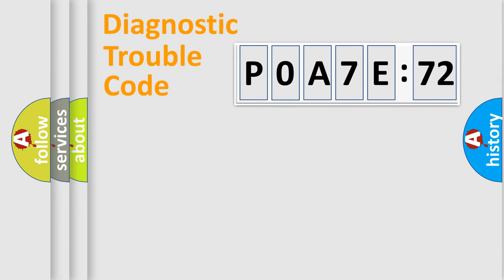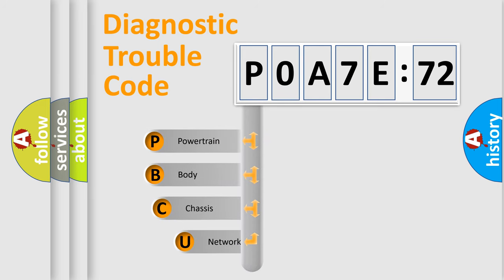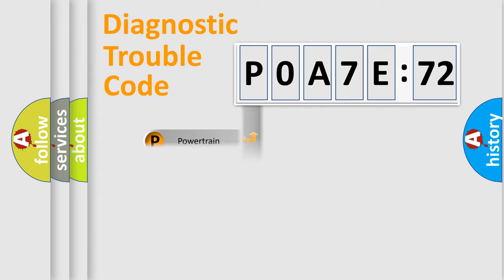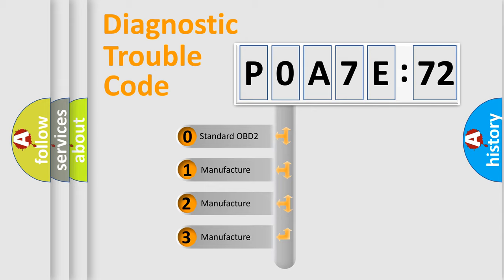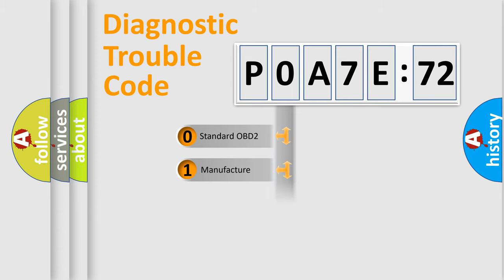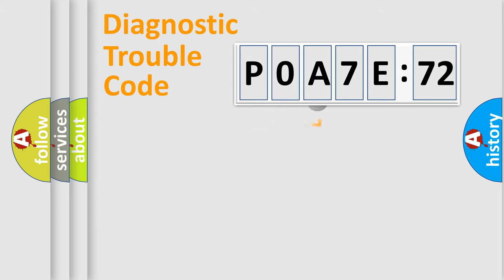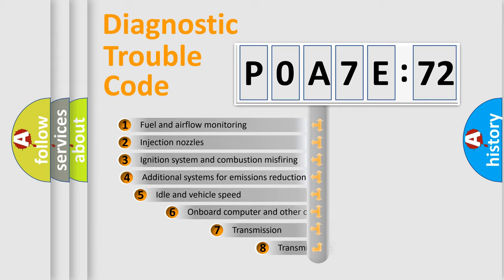Let's do this. First, let's look at the history of diagnostic fault code composition according to the OBD2 protocol, which is unified for all automakers since 2000. We divide the electric system of the automobile into four basic units: powertrain, body, chassis, network. This distribution is defined in the first character code. If the second character is zero, it is a standardized error. In the case of numbers 1, 2, 3, it is a manufacturer-specific error.